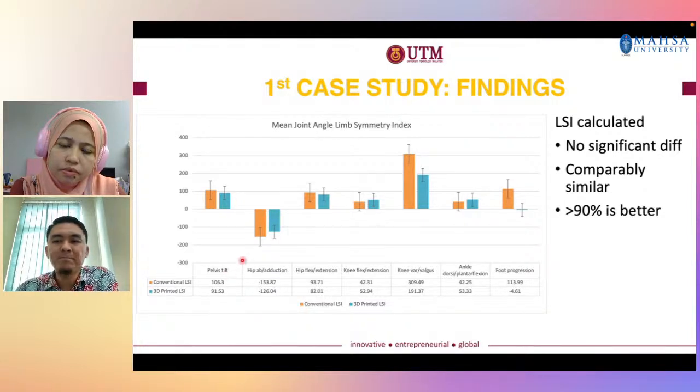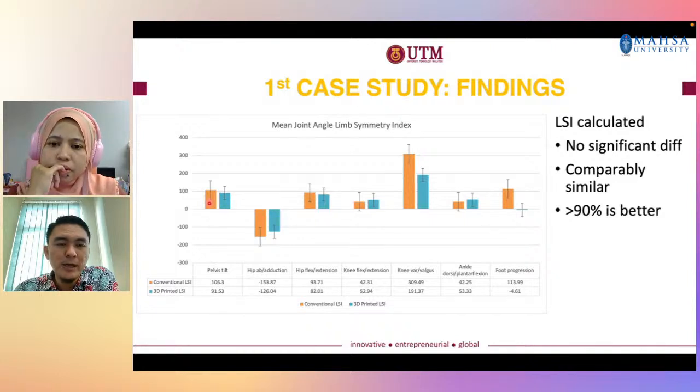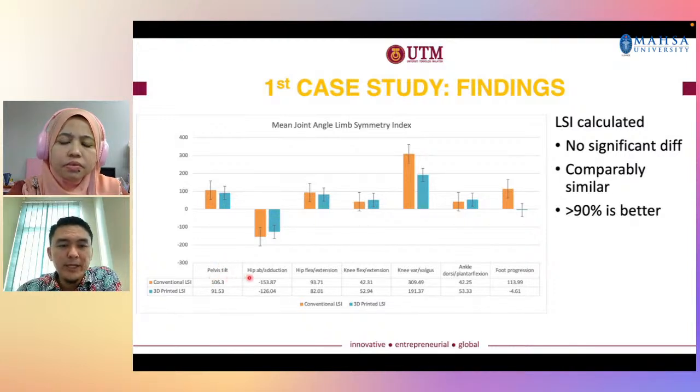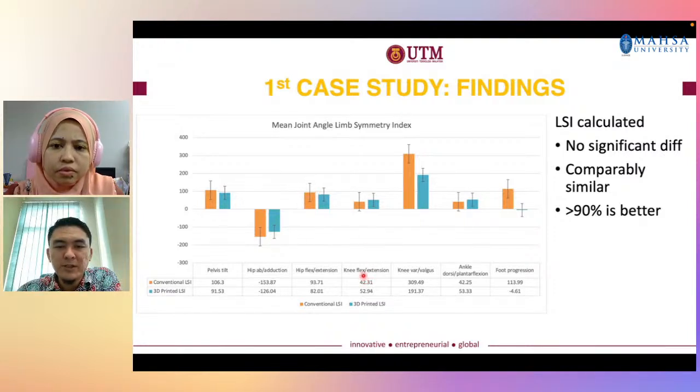If you can see here, there is no significant difference between the orange and the blue. The orange is for the conventional prosthetic leg, and the blue one is for the 3D printed prosthetic leg. So there is no significant difference between those two in the pelvic tilt, in terms of the index. For the hip abduction and adduction, there is also no significant difference within the range. Hip flexion also has no significant difference, and knee flexion and extension also have no significant difference.